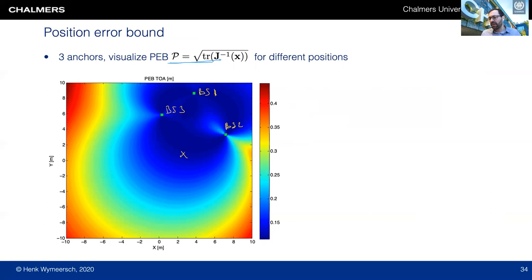If the user were in another location, let's say the user was here, in this location, we could also compute the position error bound, and now it will be higher. So automatically, you see that the further away the user is from the base stations, the higher the position error bound will be, so the worse the positioning quality will be. And you can use this information to move the base stations around to the best possible place so that your position error bound is overall quite good. This is a common use of position error bound and Fisher information.